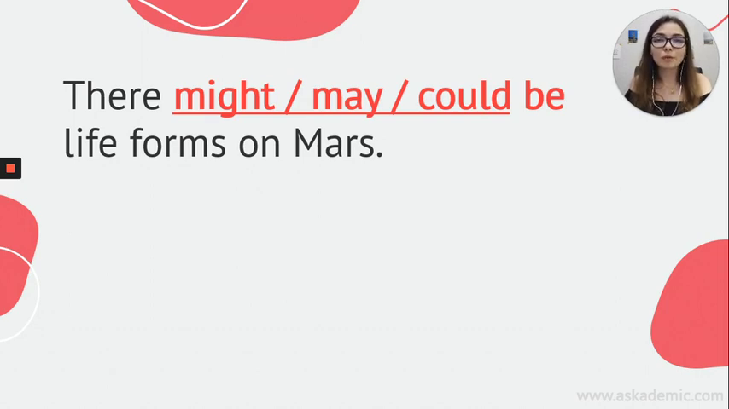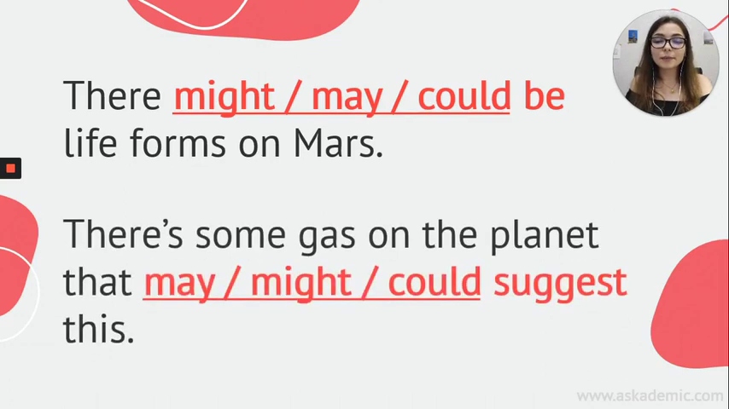Life forms on Mars. And there's some gas on the planet that might, may, or could suggest this. Again, we use suggest as it is, and may, might, or could, they all mean the same. Okay, we use the possibilities in the present, but what if we want to make it in the past? Okay, let's see them.